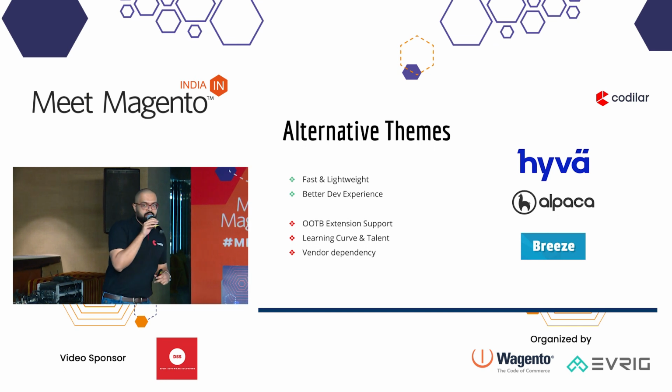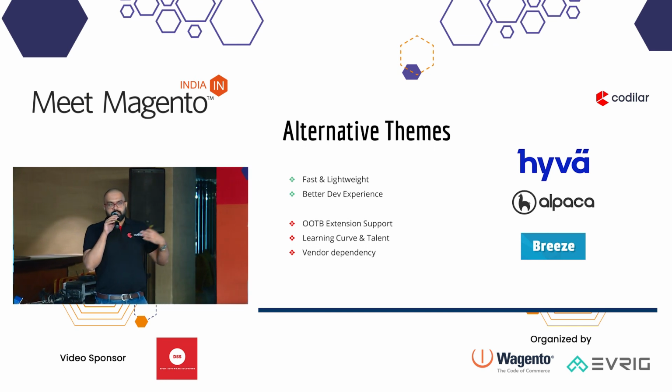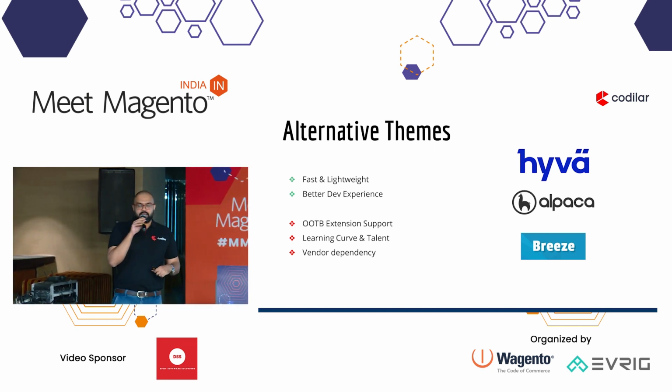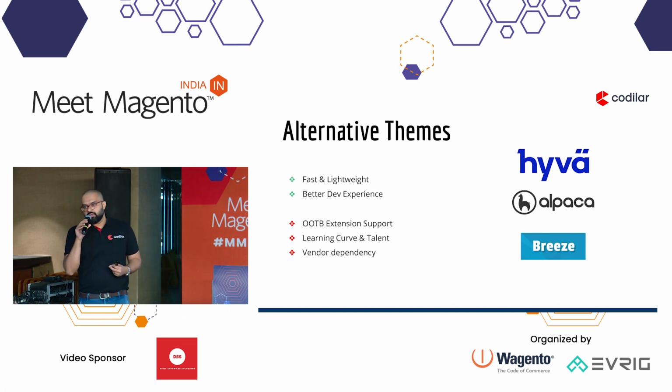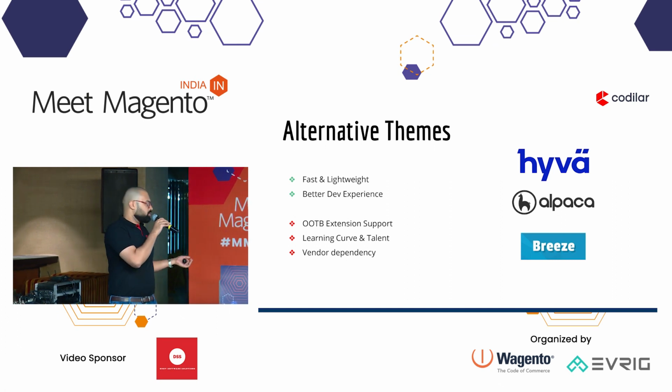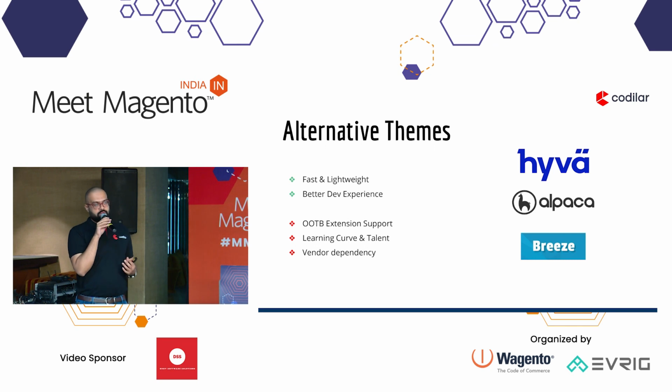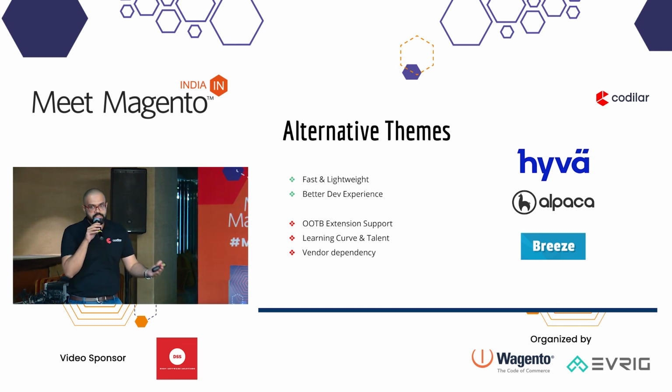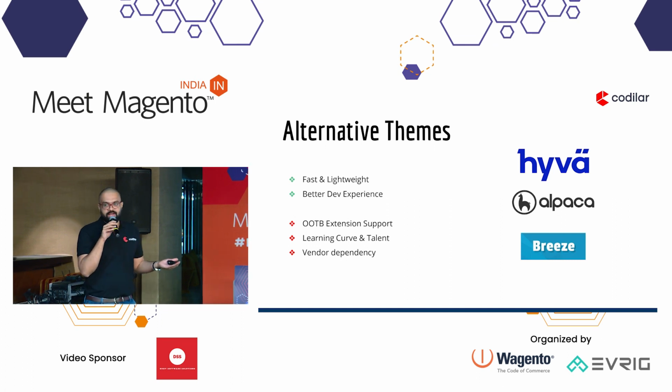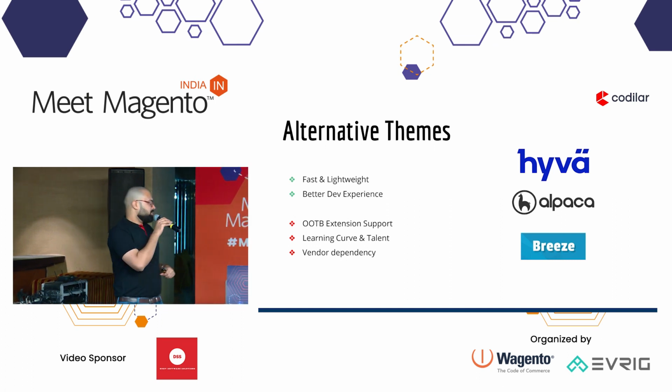And next thing is the learning curve and talent. So I don't know how many Magento developers are there in India, but maybe I think only a fraction of them would already have learned Hyvä. So if as a merchant you implement Hyvä, your options of agencies and developers are less. Already Magento developers are very less. Now you're going one more level down.